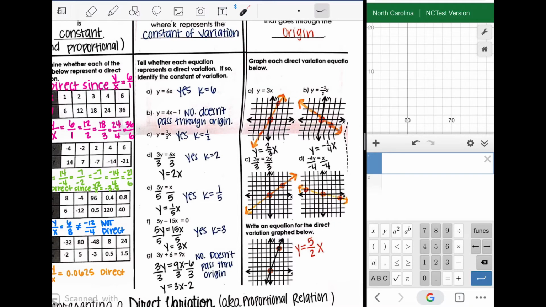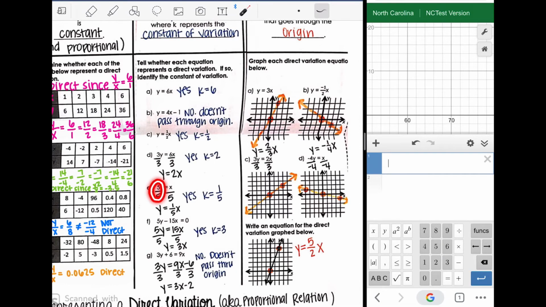For part C, y equals 1/2 x, yes, that is y equals kx, where your k value is 1/2. Then parts D and E, both of these start out not looking like y equals kx, but we can divide that coefficient in front of the y value, that 3, on both sides, and we do end up with an equation in the form y equals kx. So yes, that is still a direct variation, even though it doesn't look like it to begin with.